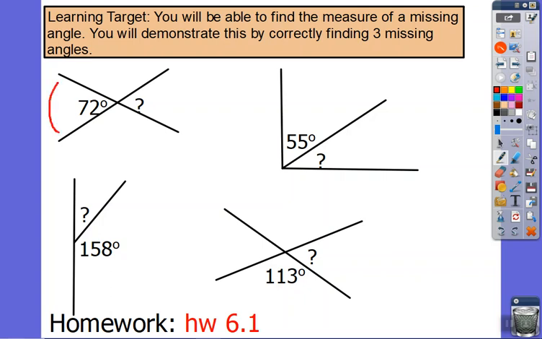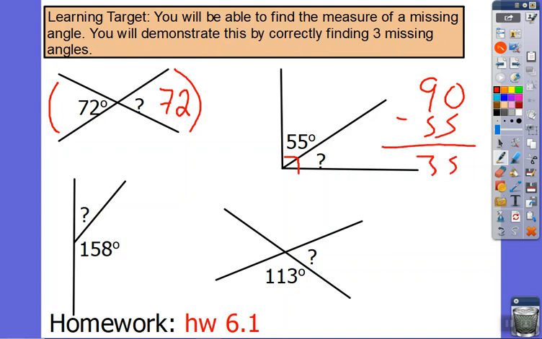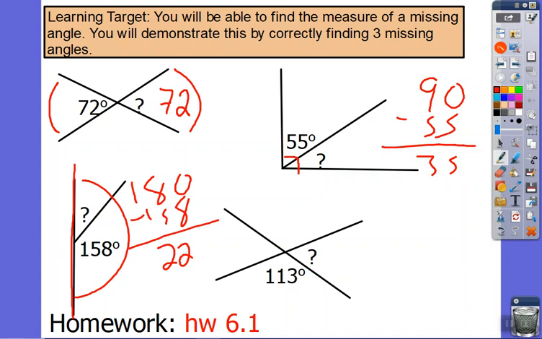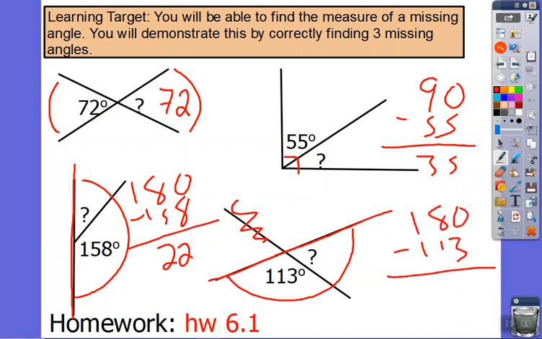So if they are across from each other, I know they are vertical and they are the same. If I see this right angle, I know they're going to make 90, so I'm going to subtract from 90. If I see a straight line, I'm going to subtract from 180 and see what's left. Now this one, I'm going to ignore this piece over here, and I'm going to see the straight line, and these two add up to 180. I'm just going to take off that 113 and get the 67.